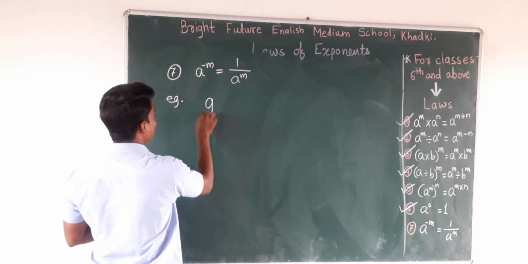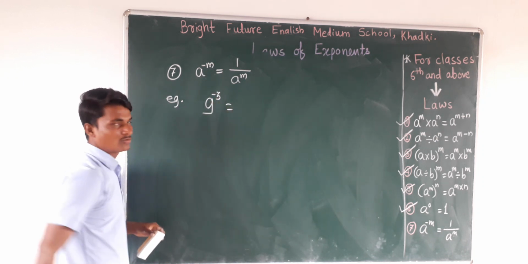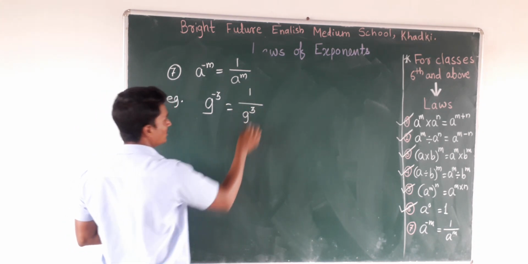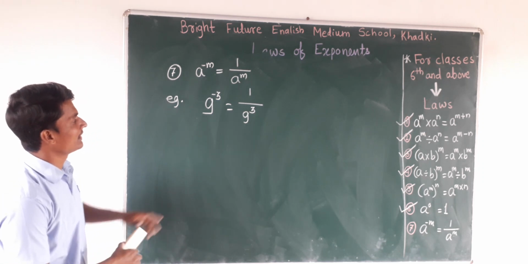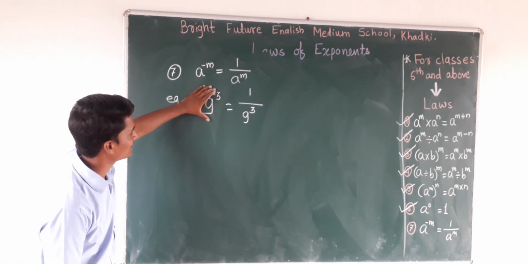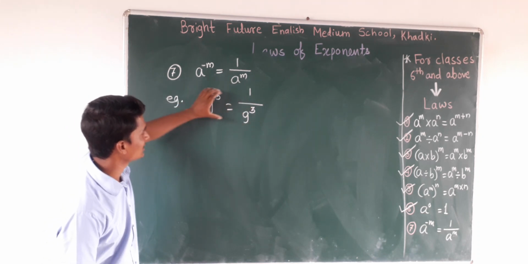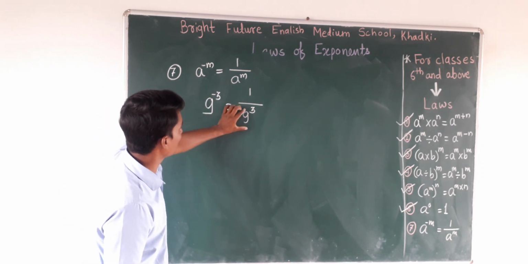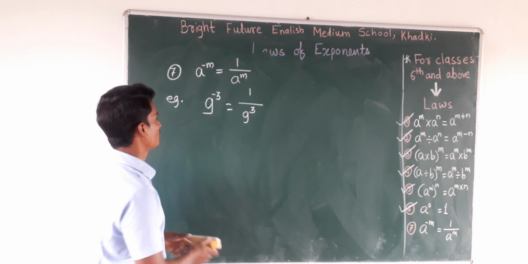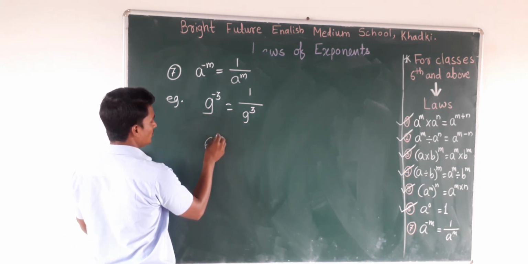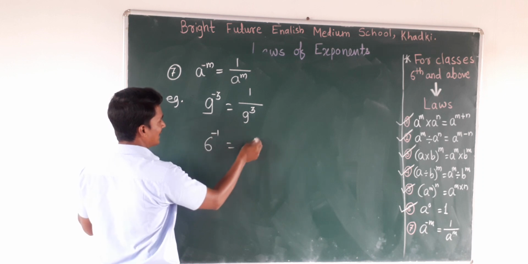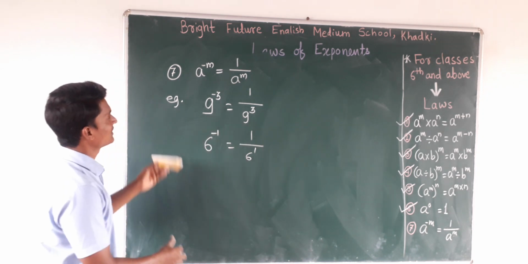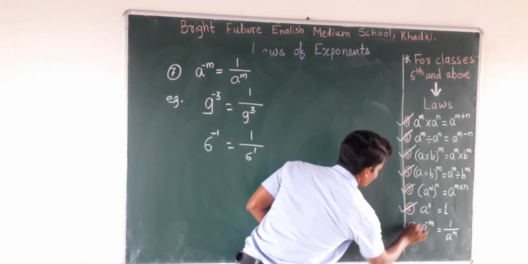Suppose that number is 9 raised to minus 3. This we can write like this way: 1 upon 9 raised to 3. This is a negative power, but when this number shifts to the denominator, this is a numerator because nothing means its denominator is 1, and when we shift this number to the denominator, its power automatically changes to positive. Another number, 6 raised to minus 1, then we can write down 1 upon 6 raised to 1. This minus becomes positive. So this is a rule number 7.